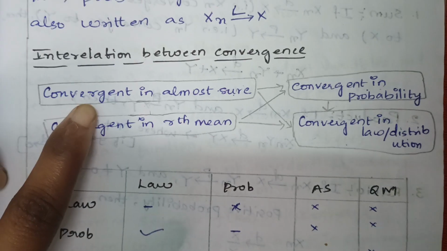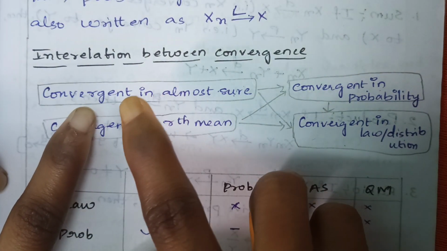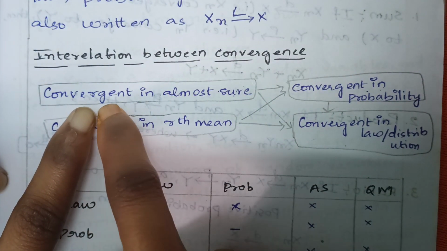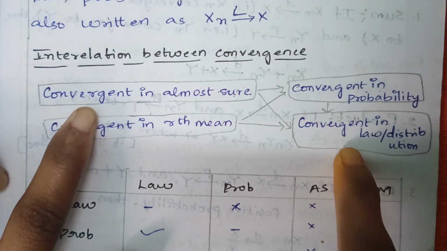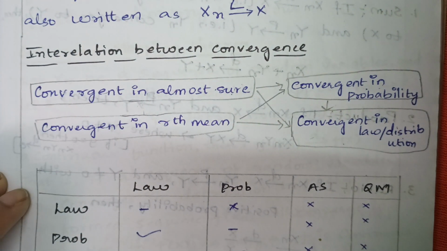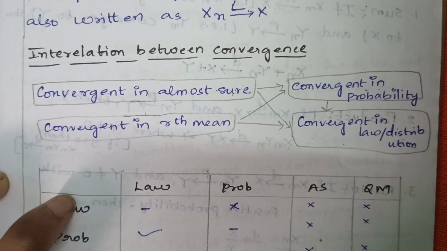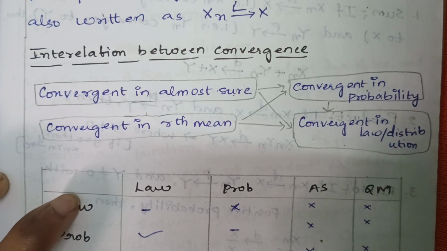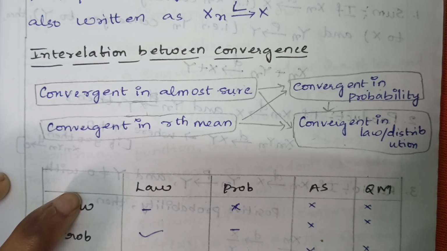If it is convergent almost surely, then it will converge in law. These are the interrelationships you need to learn. And for all the interrelationships I have made a detailed video, so please go through and watch it in the Applied Probability Theory playlist.